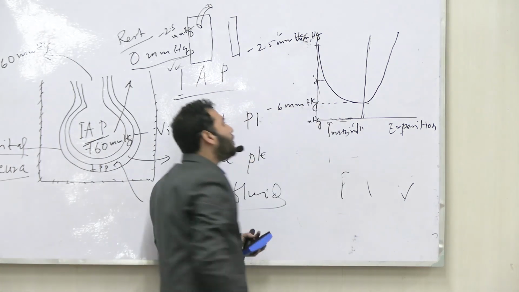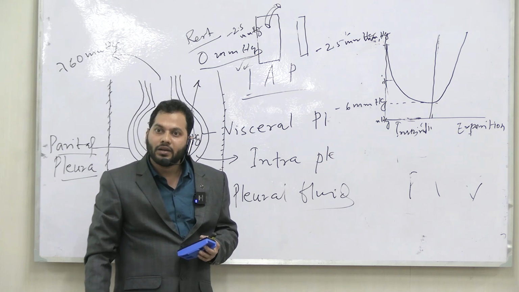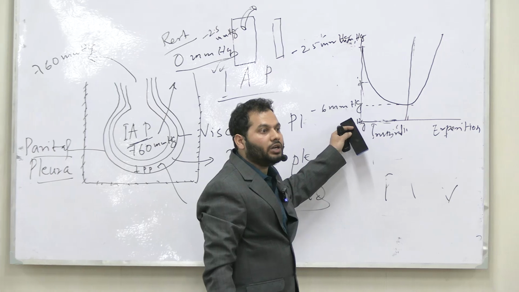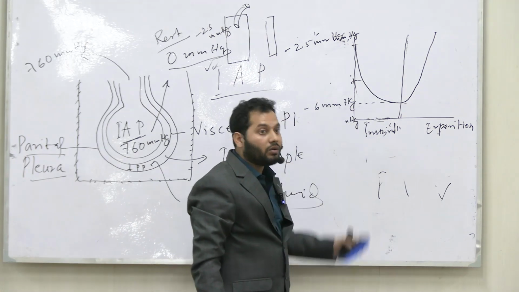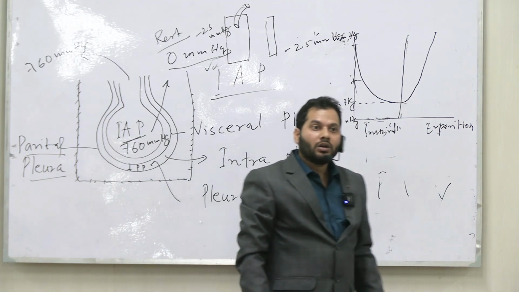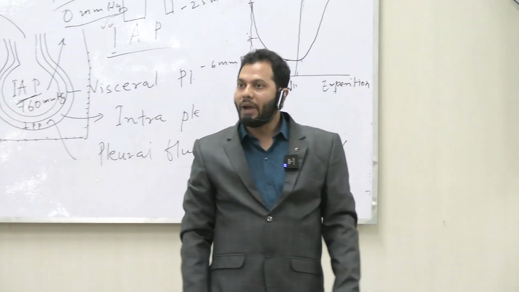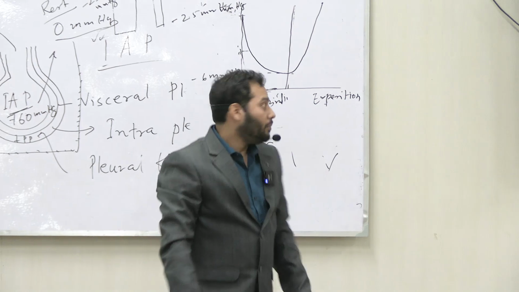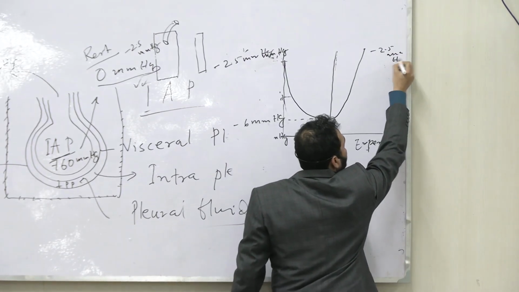This is around minus 6 mmHg, right? So why does the pressure change here? It changes just because of Boyle's law. Now, as I mentioned, in the pleural space, it needs to maintain the negative pressure always, which means it needs to maintain minus 2.5 mmHg.